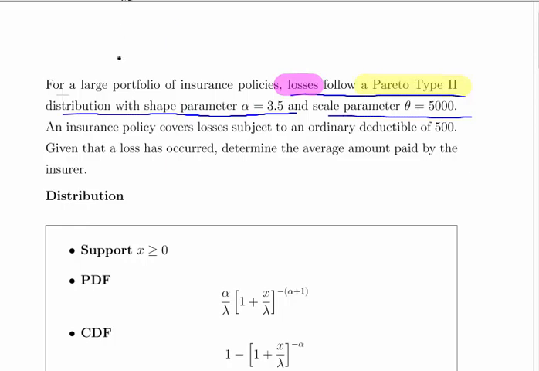Now an insurance policy covers losses subject to an ordinary deductible of €500. So if I'm an insured person and the loss to me is €400, it's not worth my while going to the insurance company, because I have to spend the first 500 of the loss myself, and I only get insured for the damages and costs in excess of 500. Now, given that a loss has occurred, determine the average amount paid by the insurer.